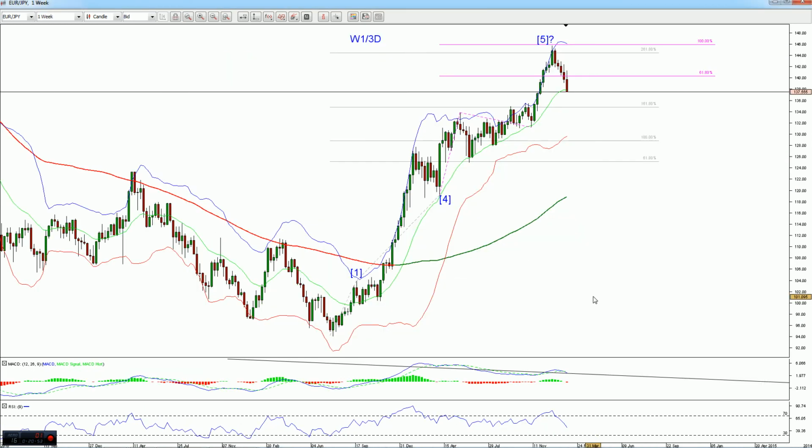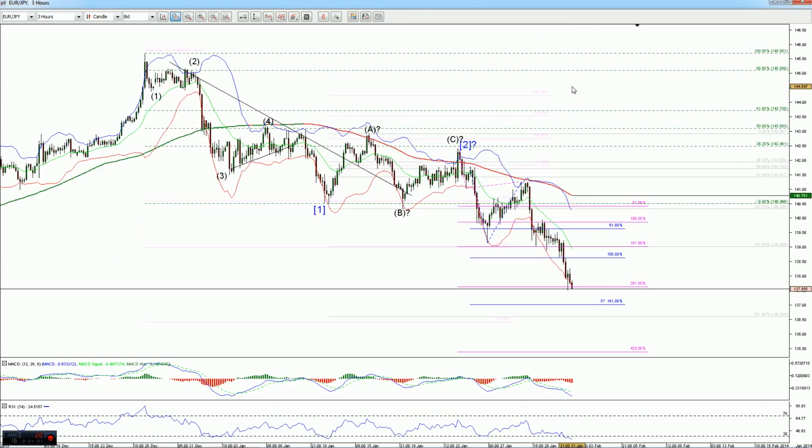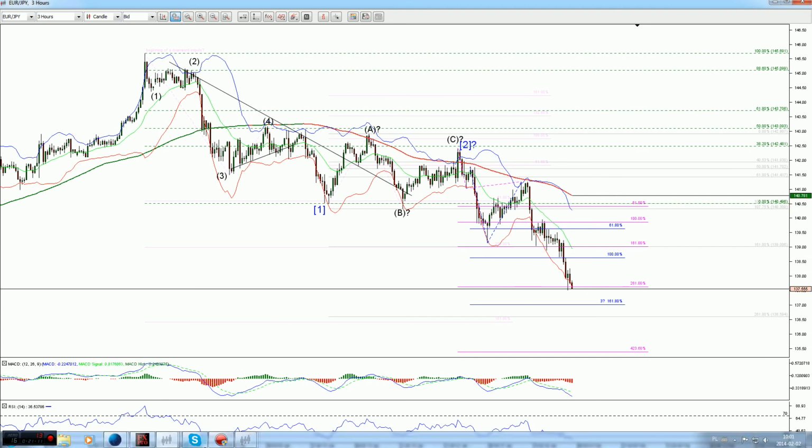So, as said, the market may react in this area, may reverse, may respect the Bollinger Middle Band. Okay, so the market may have some kind of reversal here, a short corrective structure, and then the final move to the downside. This is also quite possible.